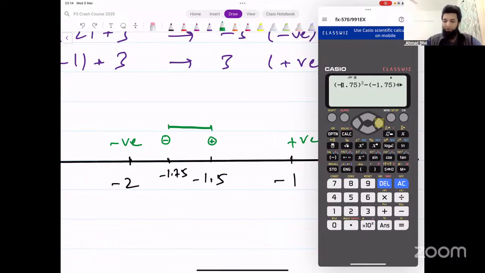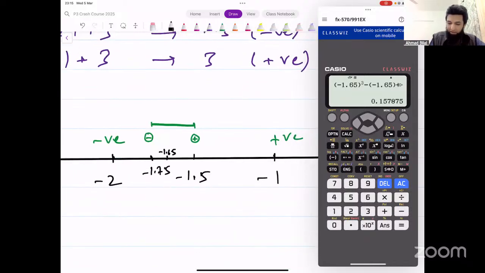You can try, for instance, -1.65. It doesn't have to be exactly in the middle, but try another value. Let's say -1.65. Let's see what this turns out to be. Okay, this is positive. So -1.65, where is that going to be? This is -1.65. At this point, I'm getting a positive value.